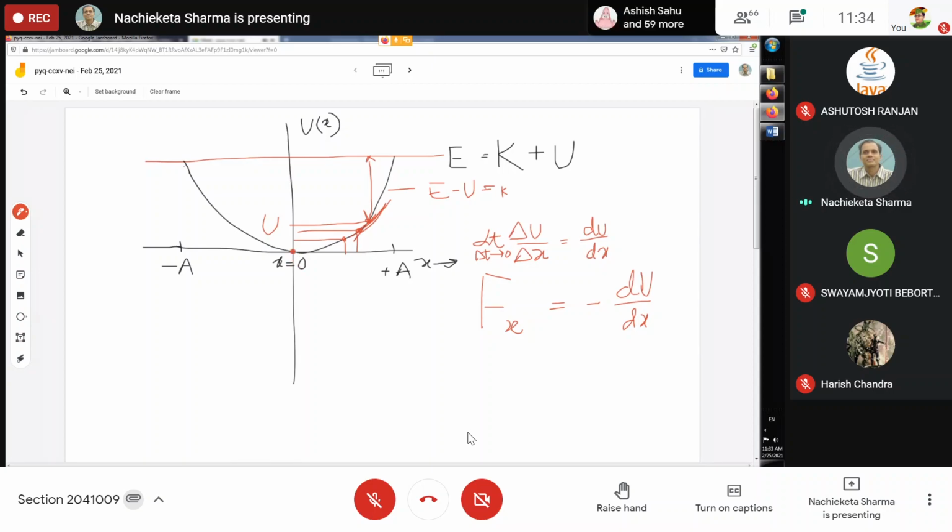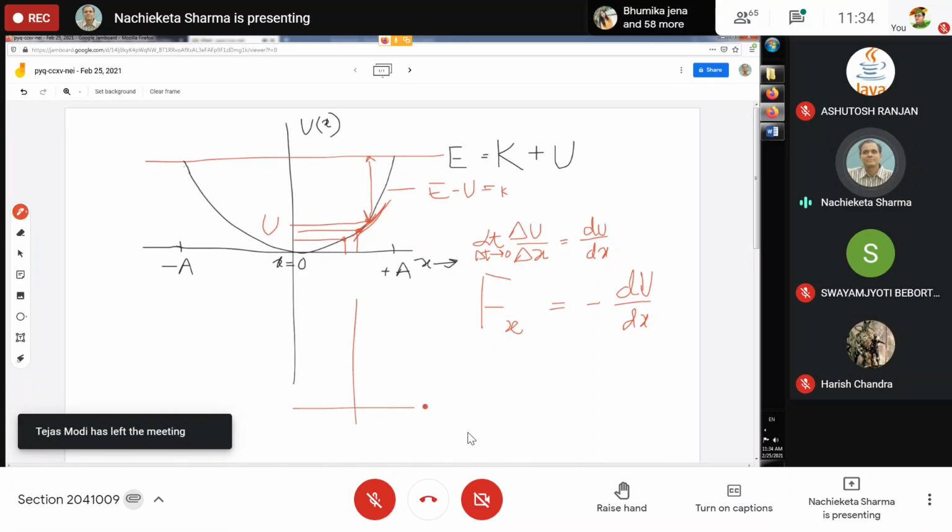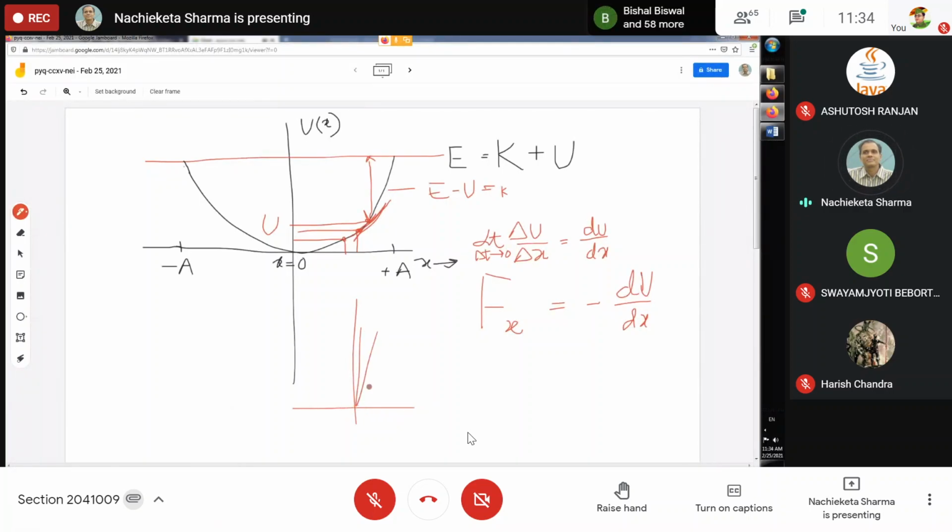When x is positive, that means you are moving to the right-hand side, at that time the slope of the Ux curve is positive. How do you know the slope is positive? Because this line is inclined towards the right-hand side. You see, if you take a vertical like this, and if the line is inclined towards the right-hand side like these lines, then the slope is positive, isn't it? And if the lines are inclined towards the left like this, then the slope is negative. So that is what it is telling. So when x is positive, the slope of the Ux curve is positive and the force Fx is negative.